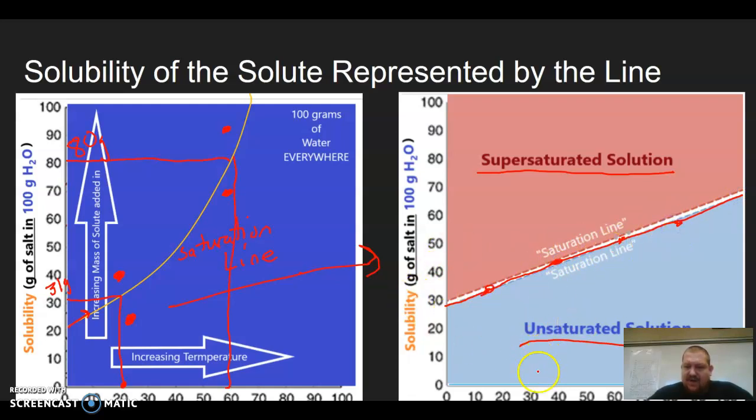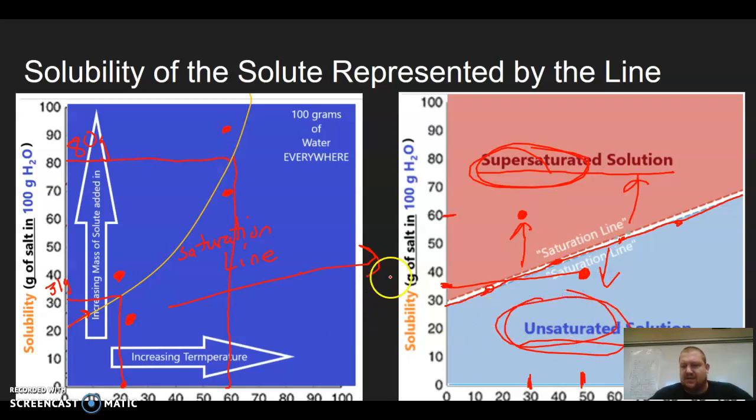But what if I had more? Say at 30 degrees, I put in 60 grams. That gives me a plot point right there, above the line. Anywhere above this line is called a supersaturated solution. What about if at 50 degrees I put in 35 grams? This puts my point right there, below the line, so this would be an unsaturated solution. If it's on the line, saturated. Above the line, supersaturated. Below the line, unsaturated.